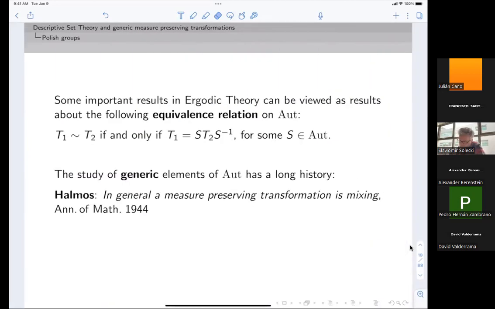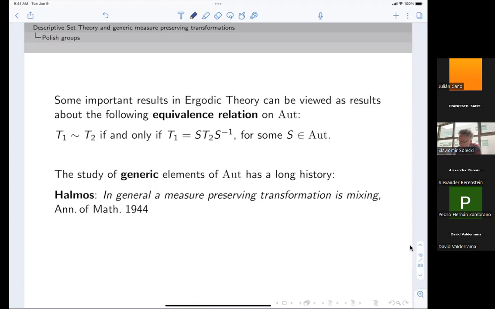So there's a long history, and apologies, I gave a similar talk at the seminar here in Toronto. I made the same joke, but I cannot help myself. There was an interesting sequence of papers in the 40s. It started with a paper of Halmos, from the Western point of view. Halmos wrote a paper titled, in general, a measure-preserving transformation is mixing. By general, he meant generic. So a generic measure-preserving transformation is mixing.